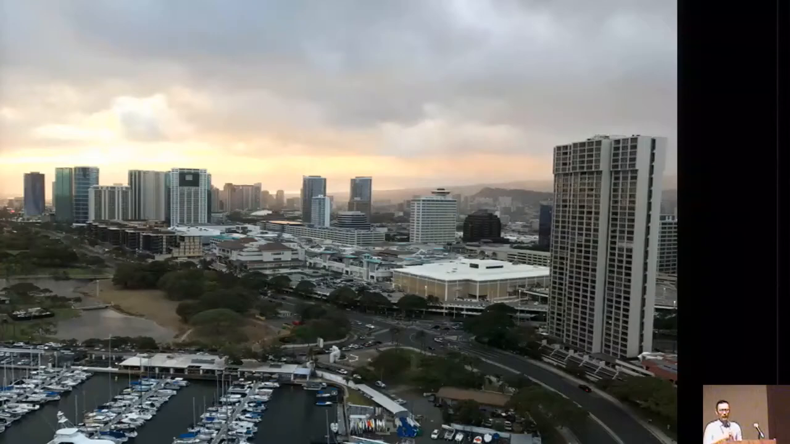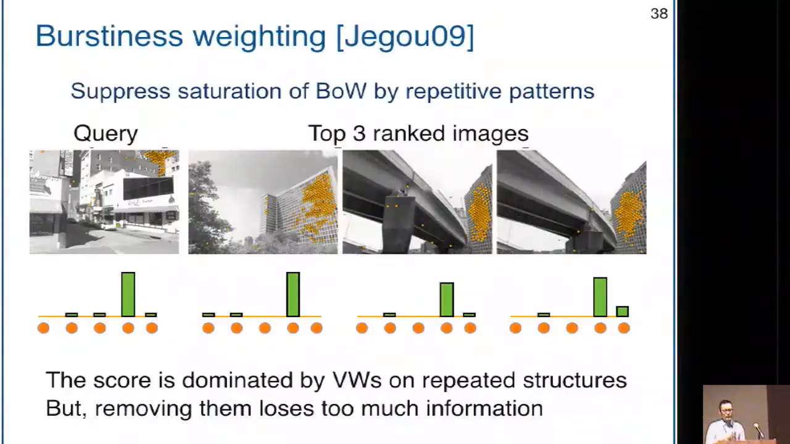The first problem is that in the modern city, there are many repetitive structures, as you can see here. This makes a serious problem for bag of words matching, because the features detected on such patterns saturate the histogram and dominate the similarity scoring. So there is a method called burstiness weighting that simply suppresses the overweighted histogram. This is actually very effective in the place recognition task.